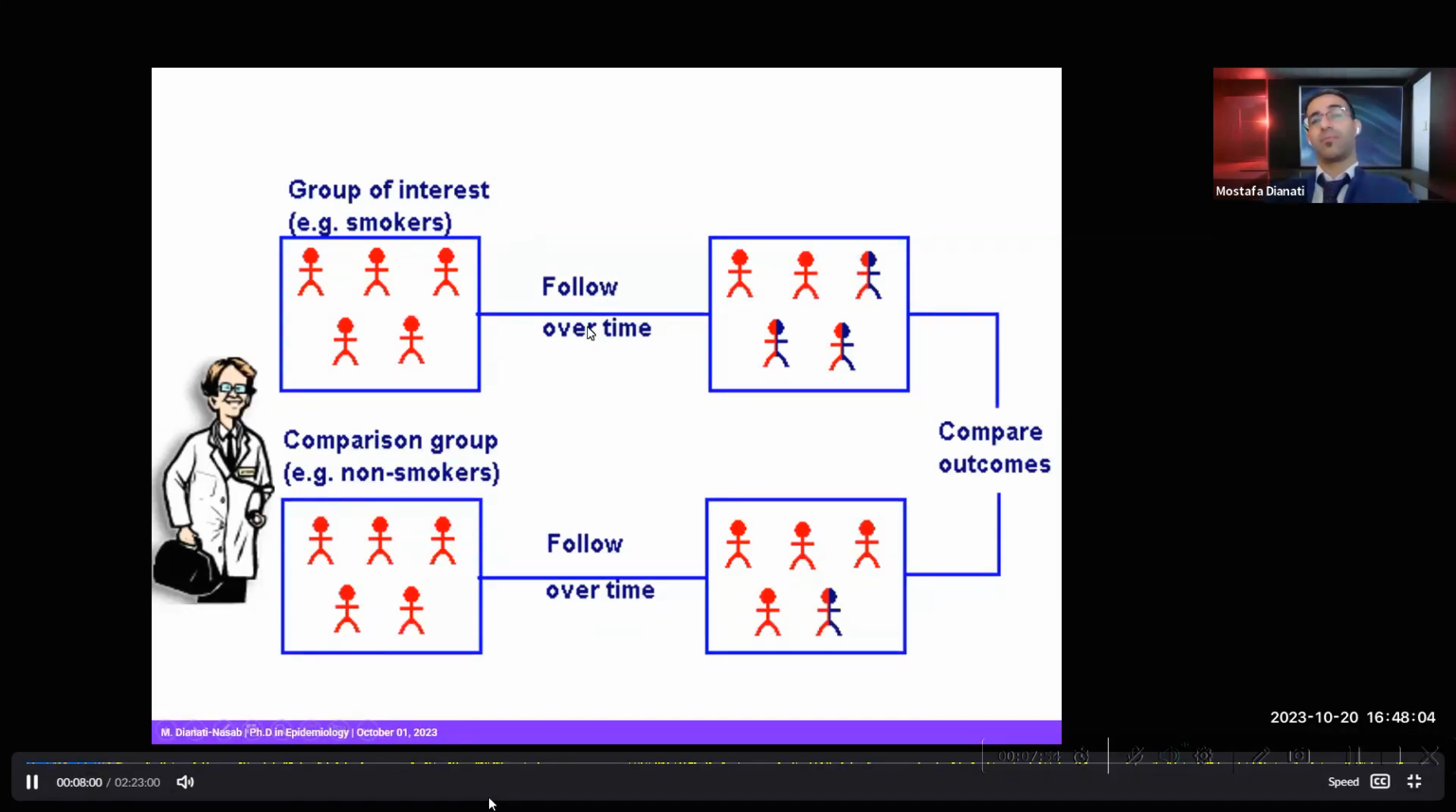And over maybe a short period of time or a long period of time, it depends on the disease, you will follow your population to see the occurrence of the disease, these cases, among smokers and non-smokers. And then you will compare the outcomes between these two groups. So as you see, our study starts from exposure, and we are looking forward to seeing outcomes.